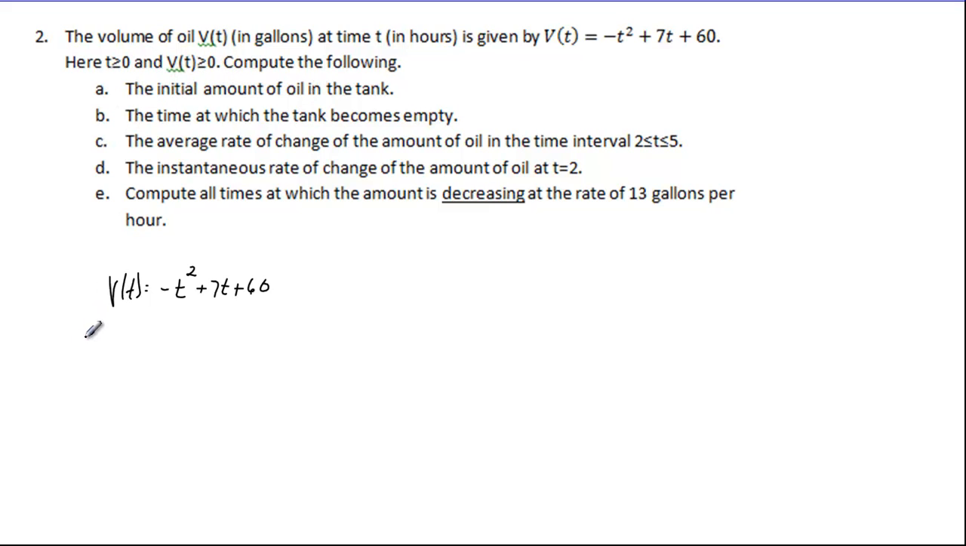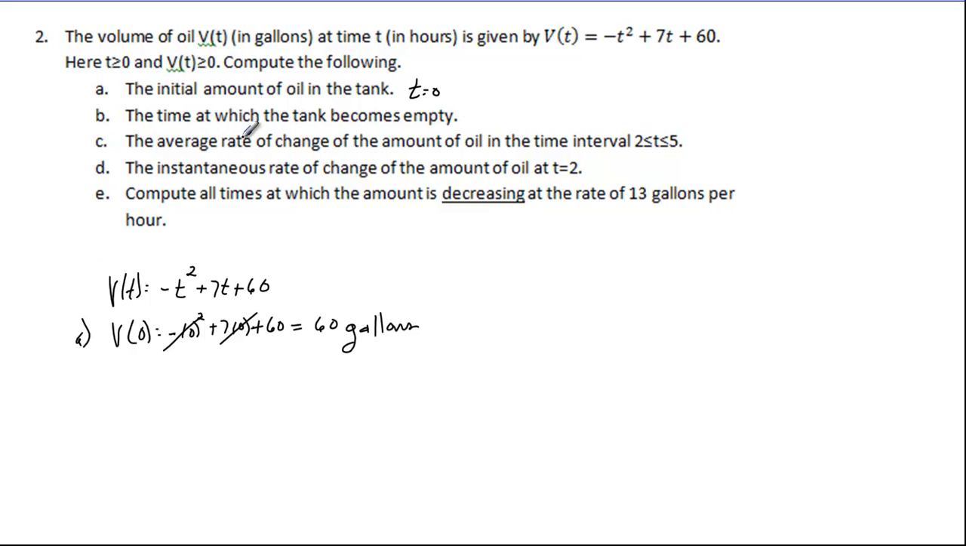So first of all, we want to find the initial amount of oil in the tank. The initial amount of oil in the tank will be specifically when your time is equal to 0. So we're just going to compute V of 0. Again, no calculus involved here. So we're going to have negative 0 squared plus 7 times 0 plus 60. So this goes to 0, this goes to 0, and we're left with 60 gallons. Again, 60 gallons because we have to have units in this problem. So we have 60 gallons of oil in the tank at time equals 0, or initially.